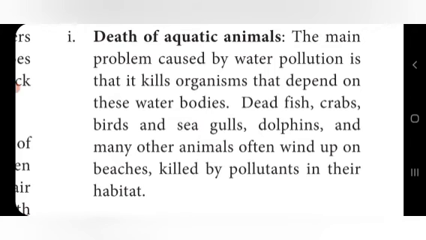Death of aquatic animals. Because of these activities, aquatic animals will die. The main problem caused by water pollution is that it kills organisms that depend on these water bodies. Which organisms are affected? Dead fish, crabs, birds and seagulls, dolphins, and many other animals often wind up on beaches, killed by pollutants in their habitat. So they will either change their habitats or die.